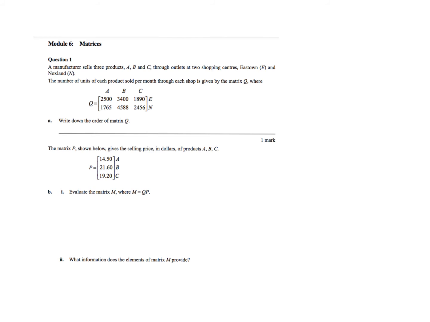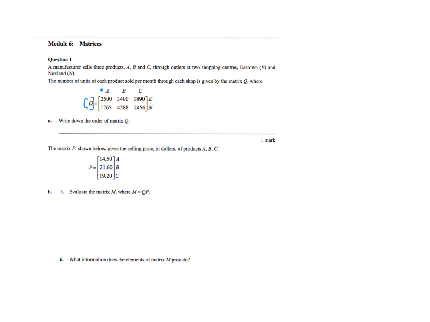All right. Okay, so we're looking at some matrix questions. So in question 1, a manufacturer sells 3 products, A, B and C, through outlets at 2 shopping centres, Eastland and Knoxland. The number of units sold of each product per month through each shop is given in matrix Q. So they're just giving you a label for Q, and they've got it there. So you can see you've got 3 products in the 2 shops. So here's product A being sold at Eastland and Knoxland.